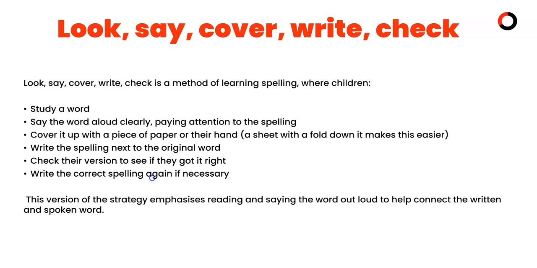The intervention is the look, say, cover, write, check method of spelling, where children study a word, say the word aloud clearly, pay attention to the spelling, cover it up with a piece of paper or their hand, write the spelling next to the original word, check their version to see if they got it right, and then write the correct spelling again if necessary. This version of the strategy emphasizes reading and saying the word aloud to help connect the written and spoken word.